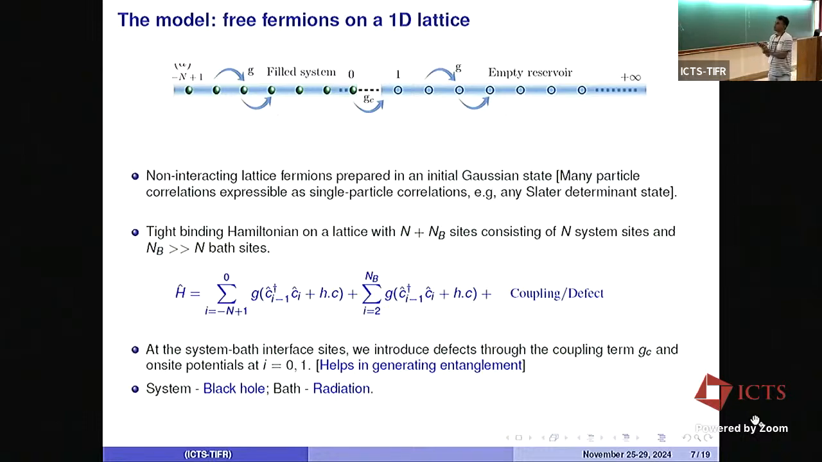Then what we want to do is prepare the system in this initial state, connect it to the reservoir and just let it evolve. Then we ask what is the entanglement between this half and the reservoir. You can think of this as the black hole radiating particles, and we want to capture the entanglement between what's going out and what's inside.